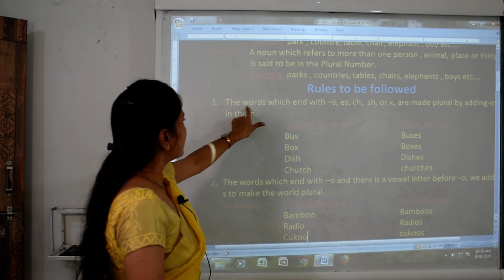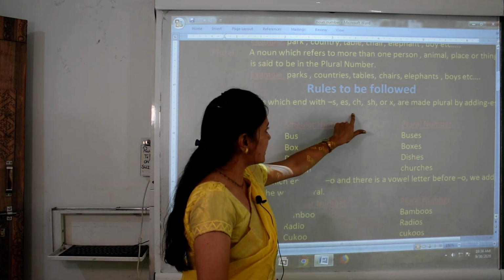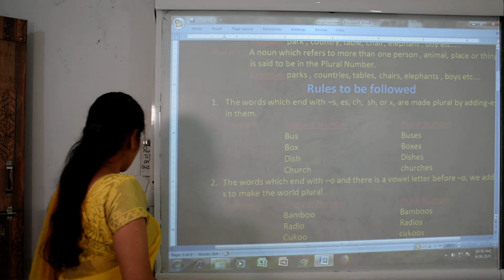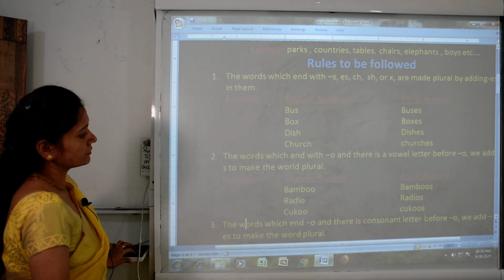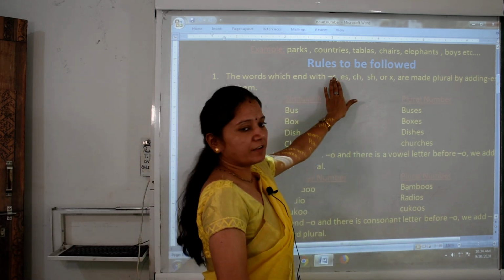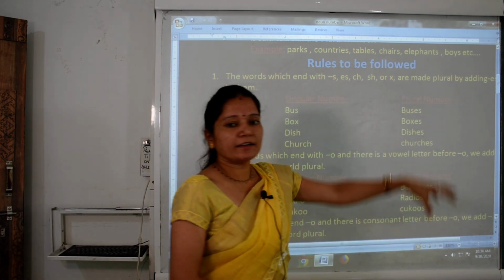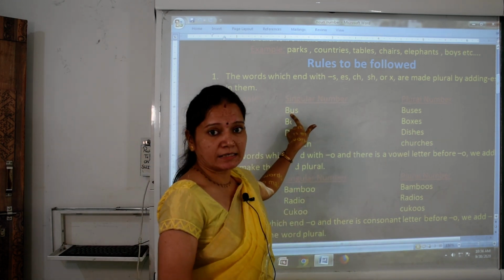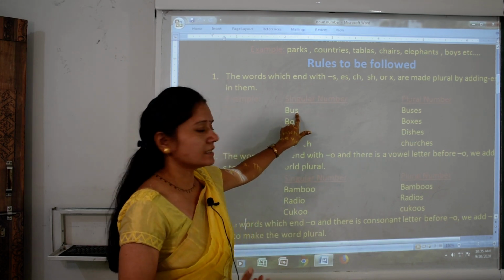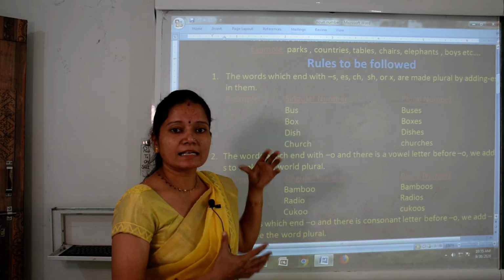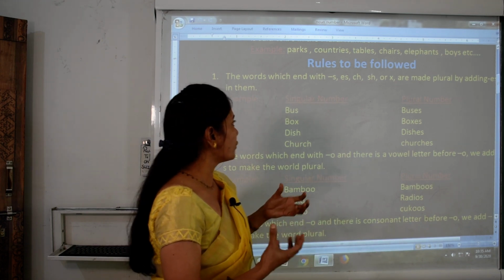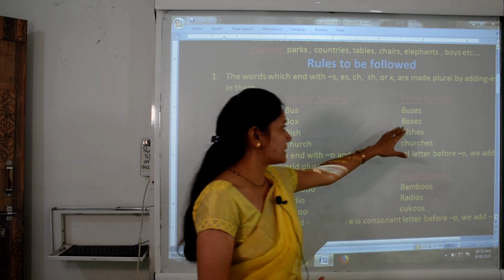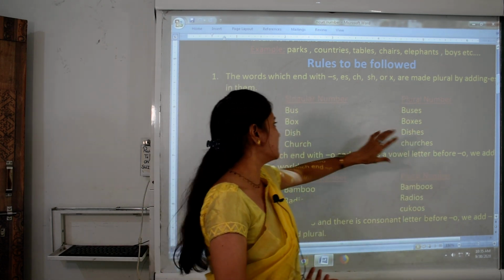Rule number 1: the words which end with s, ss, ch, sh or x are made plural by adding es to them. Okay, so if the word ends with these letters, what will we add to make the plural? We add es. Let's see the examples. The first example is bus. As you can see here, bus ends with the letter s, means the last letter is s. So if you want to make the plural of bus, then we'll add es. So bus will become buses. Okay, so the plural of bus is buses.